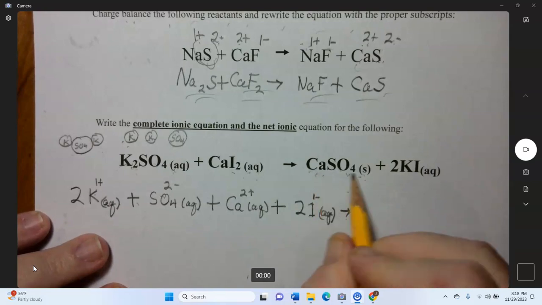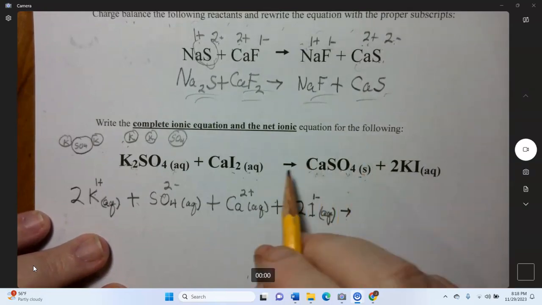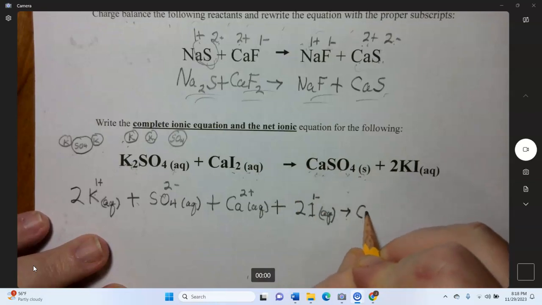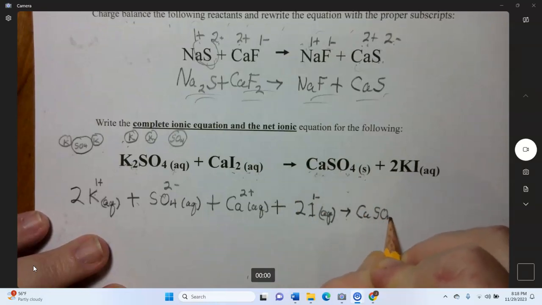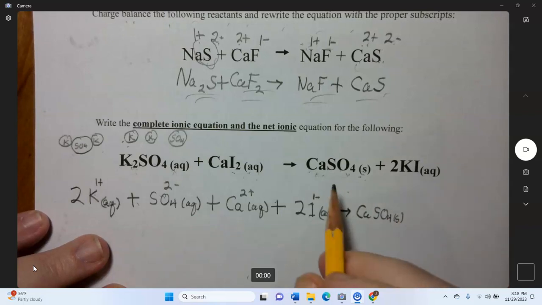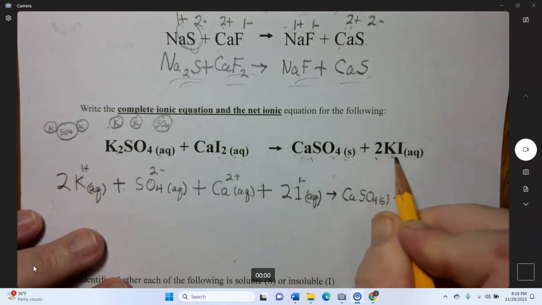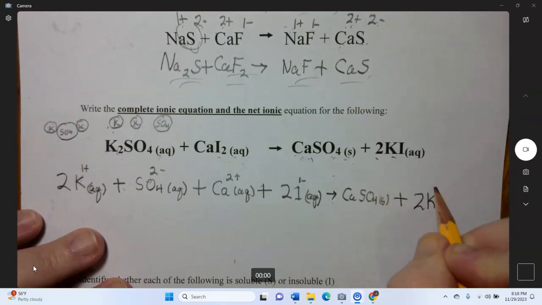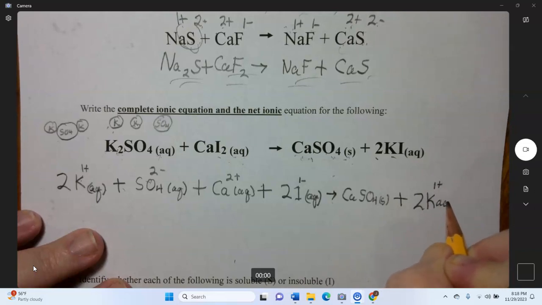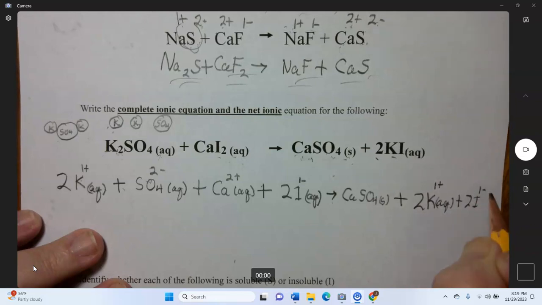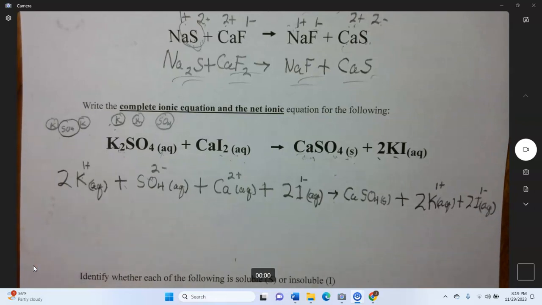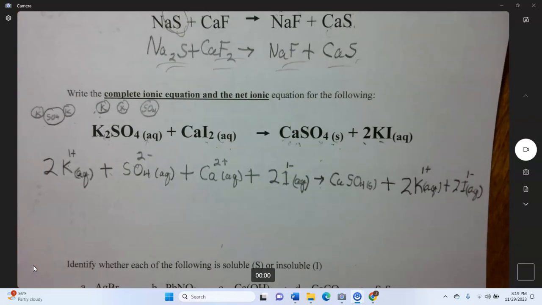Now we're going to come over here. Now this stays as a solid. You don't put charges on it. You don't put anything. You just put CaSO4, solid. Boom. That's it. Just write it exactly the way you see it there. And now this one is going to be 2Ks. So 2K, 1 plus, aqueous, plus 2I, 1 minus, aqueous. And that's the complete ionic equation. Okay, so I expect you to know that by name. When I say that, that's the long one. That's the big one.